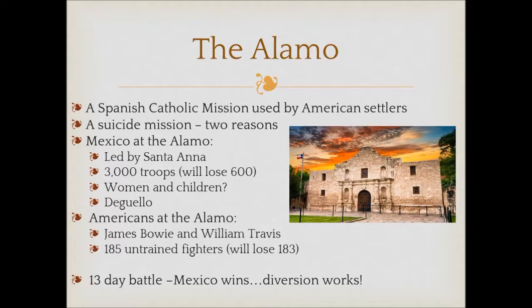So, James Bowie and William Travis. James Bowie got the flu. What a time to get the flu, right? But he got it really bad. I mean, the kind of flu where you've got something coming out of you at one end all the time. And so he was bedridden basically through most of this 13-day battle.